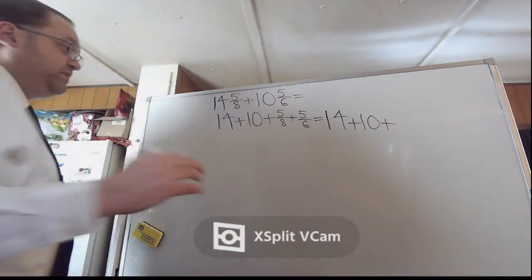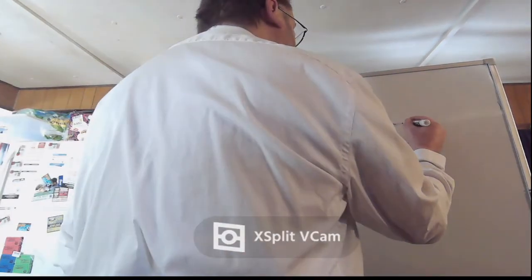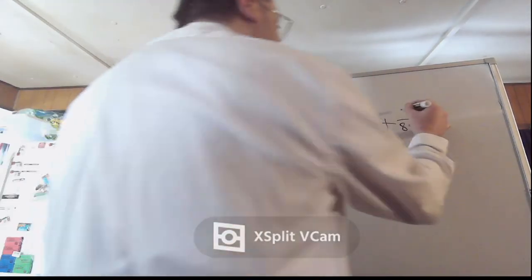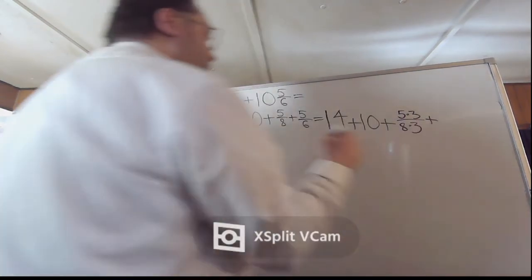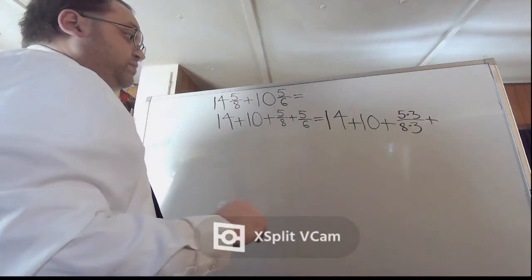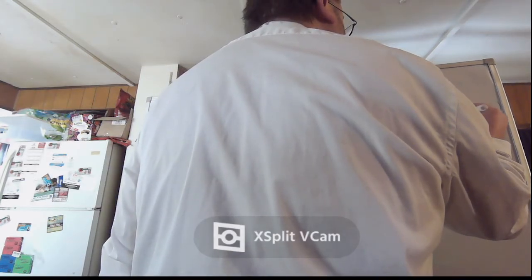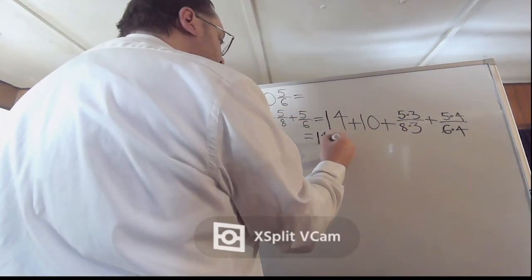Alright, now we need to deal with the 5/8. To convert 8 into 24, you multiply by 3. So you'll have 8 times 3 in your denominator, which means you'll have 5 times 3 in your numerator. Now we got to deal with the 5/6. In order to convert 6 into 24, you multiply by 4. So you have 6 times 4, which means you have to do 5 times 4 because you got to do it to the numerator too. Alright. Now we go ahead here. We'll have 14 plus 10.